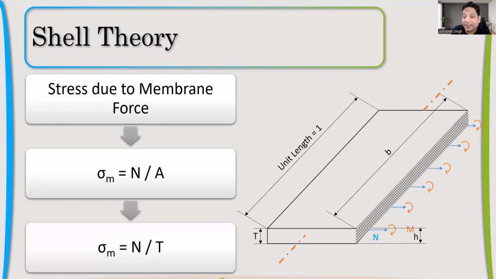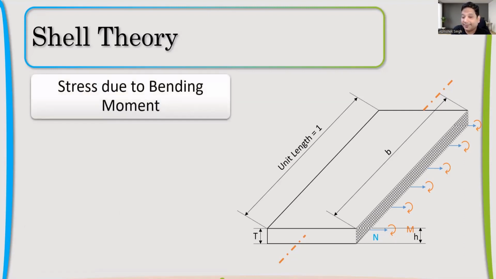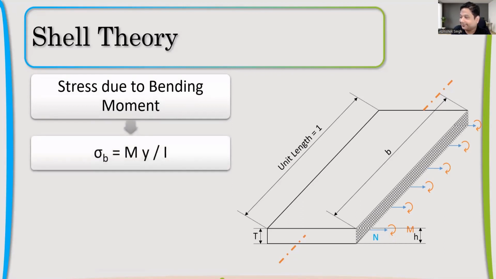Now, we will find the stress due to bending moment. How do we find stress due to bending moment? If you remember this formula, we studied it in the strength of materials subject way back when we were doing engineering, maybe in the first semester itself. M into Y divided by I.